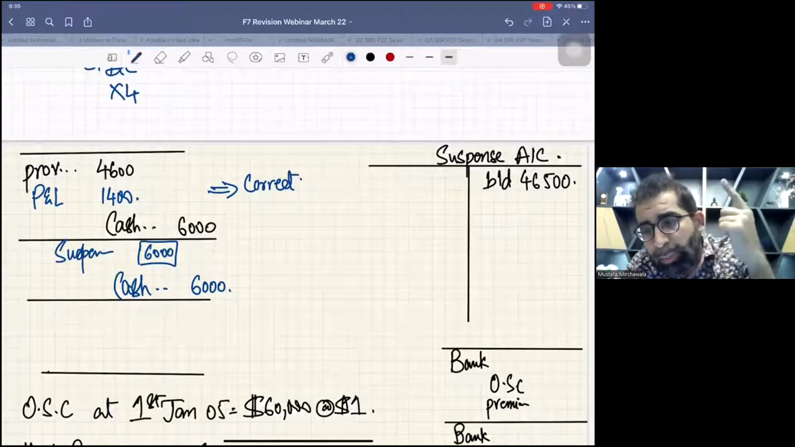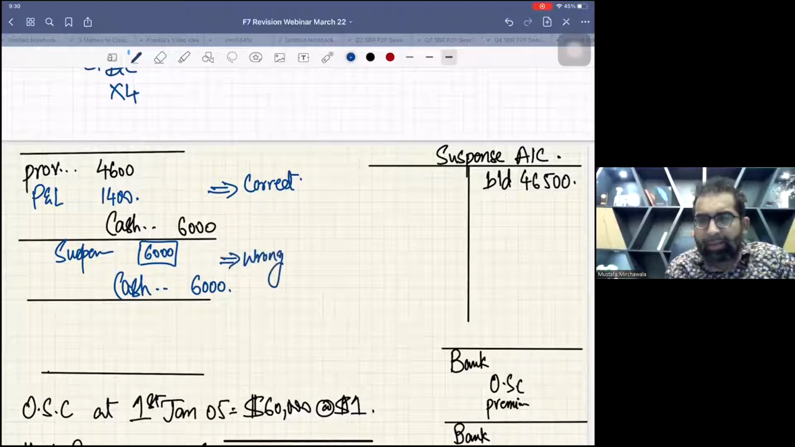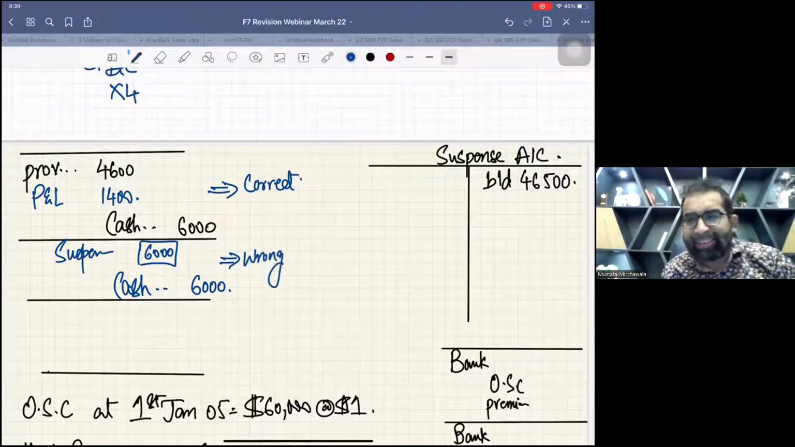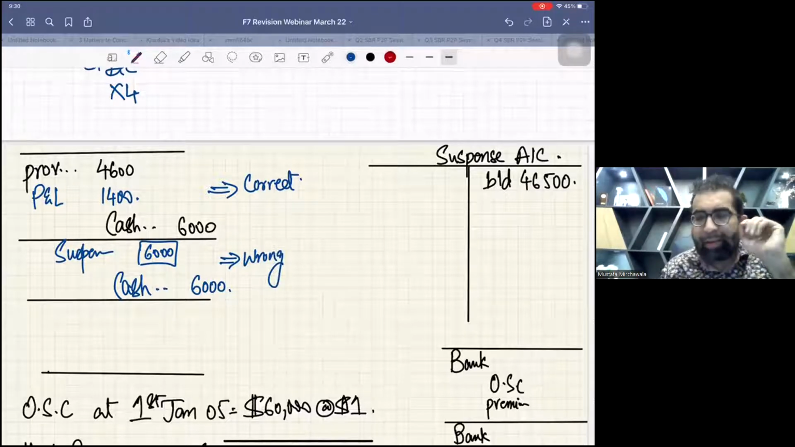Now let's revise your basic F3 level. This is correct entry. This is wrong entry. The first entry is correct entry. The second entry is wrong. So now let's make the correcting entries.